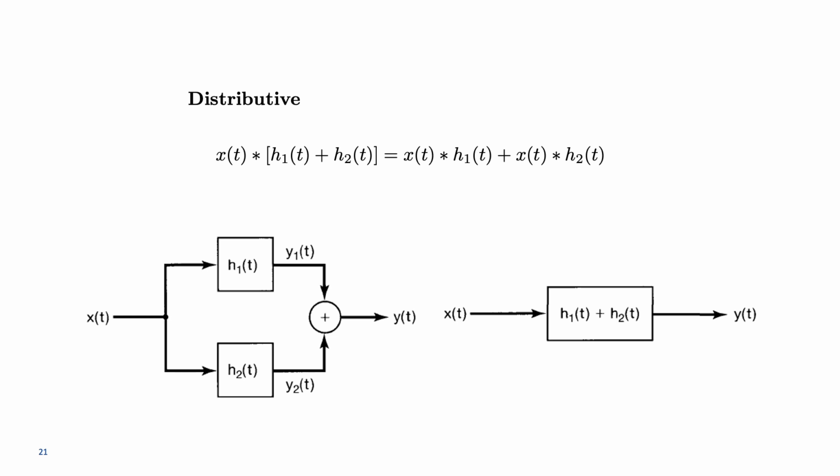Another basic property of convolution is the distributive property. So convolution distributes over addition. This has a useful interpretation. So consider two LTI systems in parallel, as in the figure, with identical inputs and their outputs being added. The equivalent system has h1 of t plus h2 of t as the impulse response. Thus, a parallel combination of LTI systems can be replaced by a single LTI system whose impulse response is the sum of the individual impulse responses in the parallel combination.